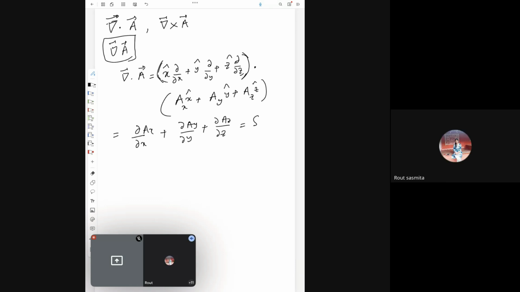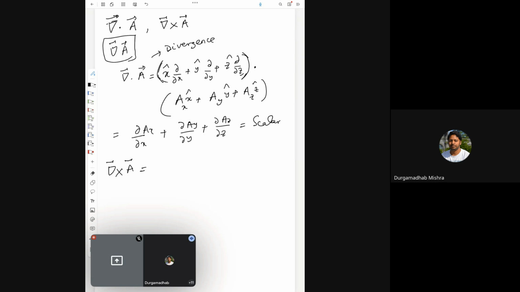So what do I get if I operate del dot A? I get a scalar. This is also interesting, and you should be clear about this. I'm operating a vector operator on a vector. So del dot A, like when you take a dot product of two vectors, will be a scalar. So that is what we get. Similarly, you can also operate del cross A. This del dot A you call a divergence.